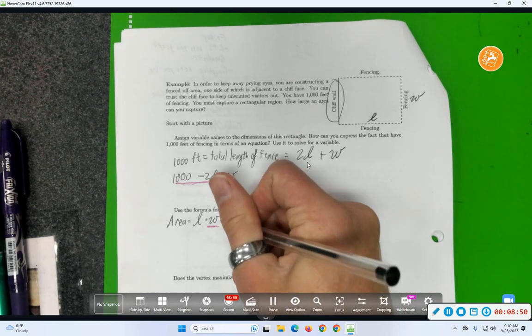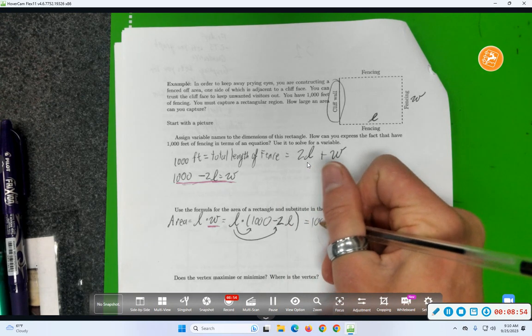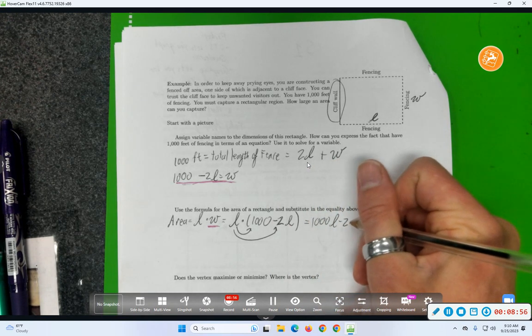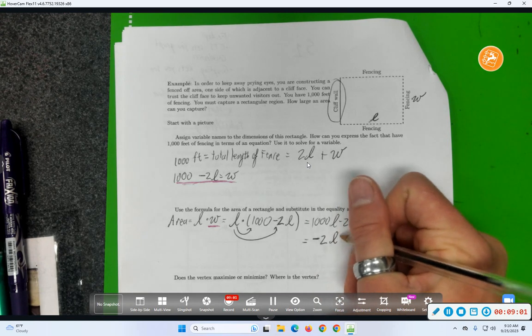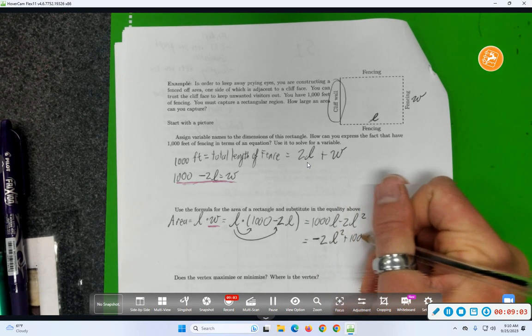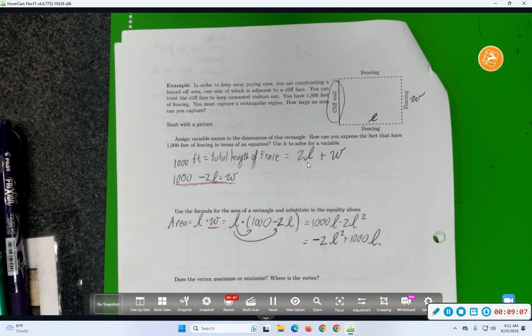Yeah, you distribute the L through. 1,000 L minus 2L squared. Maybe I'll even rewrite that in the other order. It doesn't matter what order you write these in. Is that enough information that it is now easy to write down the vertex?